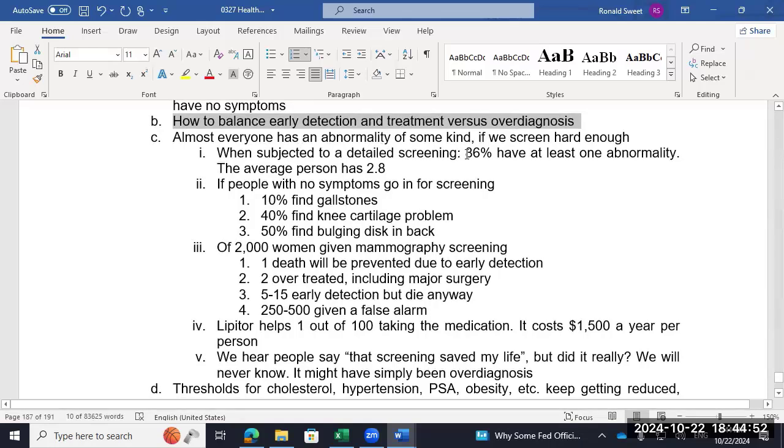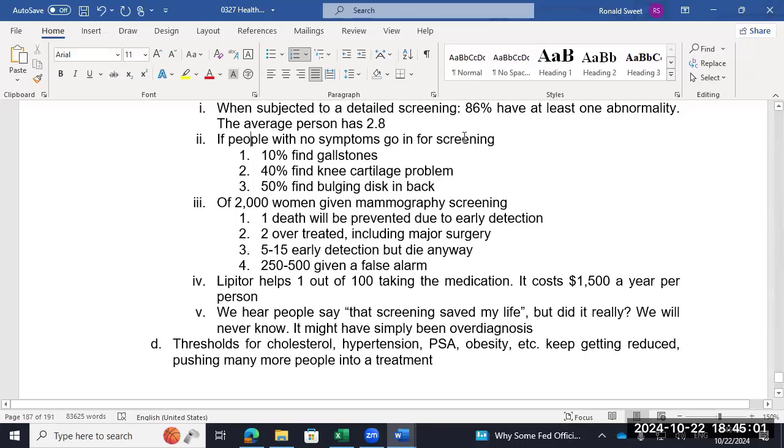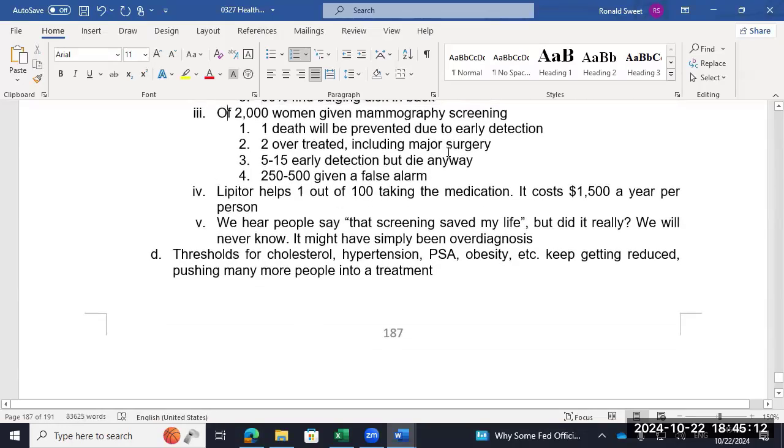So when subjected to detailed screening, 86% has at least one abnormality. The average person has 2.8. People with no symptoms go in for screening, 10%. They'll find gallstones, 40%. They'll find knee cartilage damage, 50%, they'll find some bulging disc in the back. Here we have on the mammography, 1 death will be prevented out of 2,000 women getting them. 2 will be overtreated, including major surgery they didn't need. 5 to 15 will get early detection, but they'll still die anyway. And 250 to 500 are going to be just freaked out because they're told to come in for more tests.